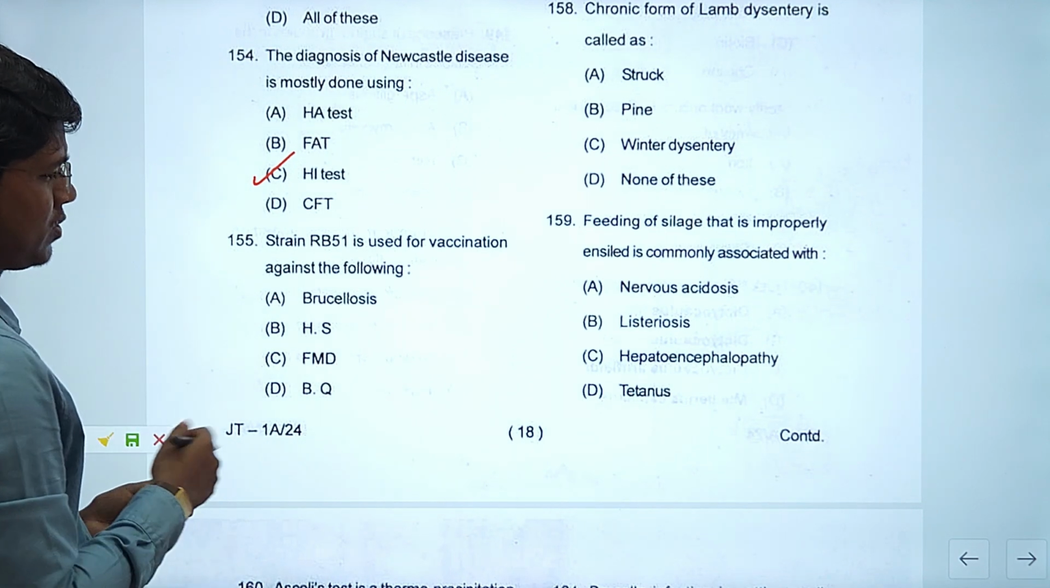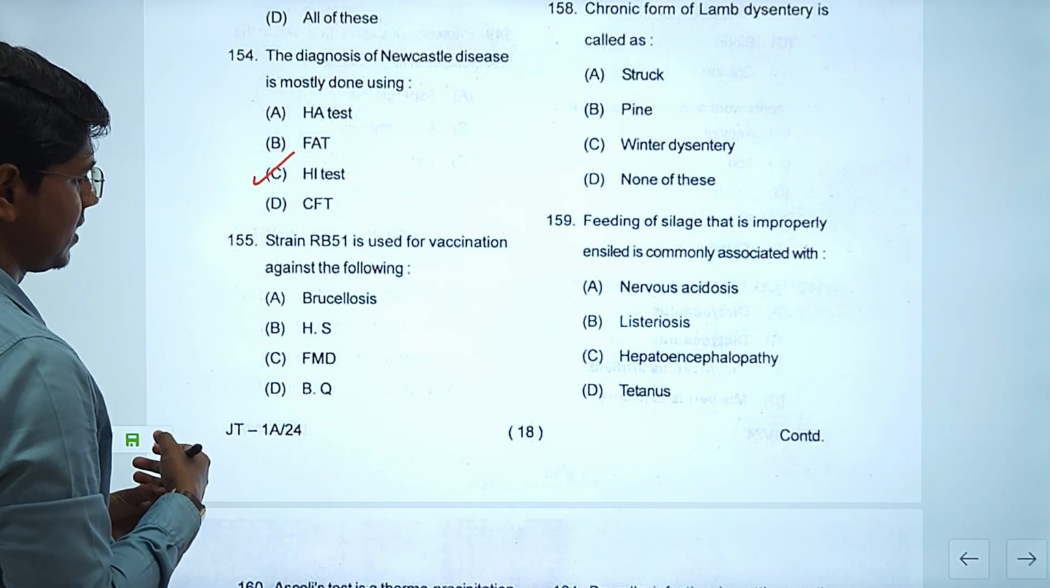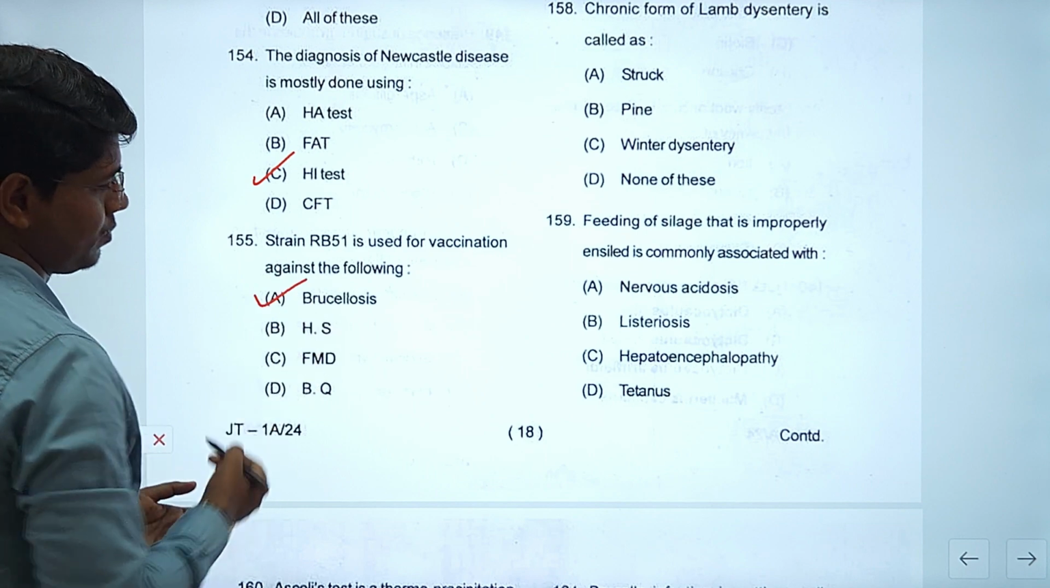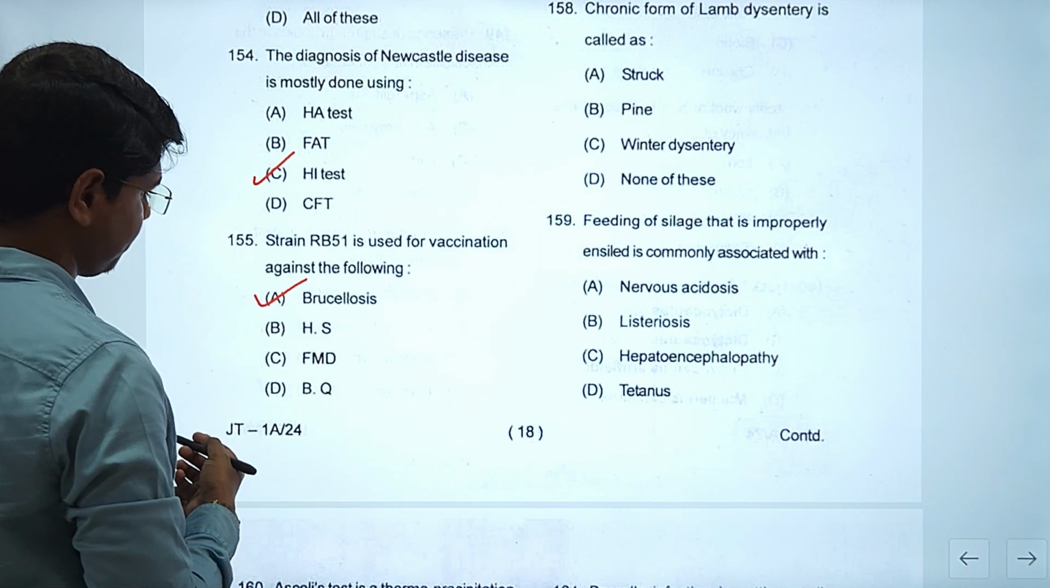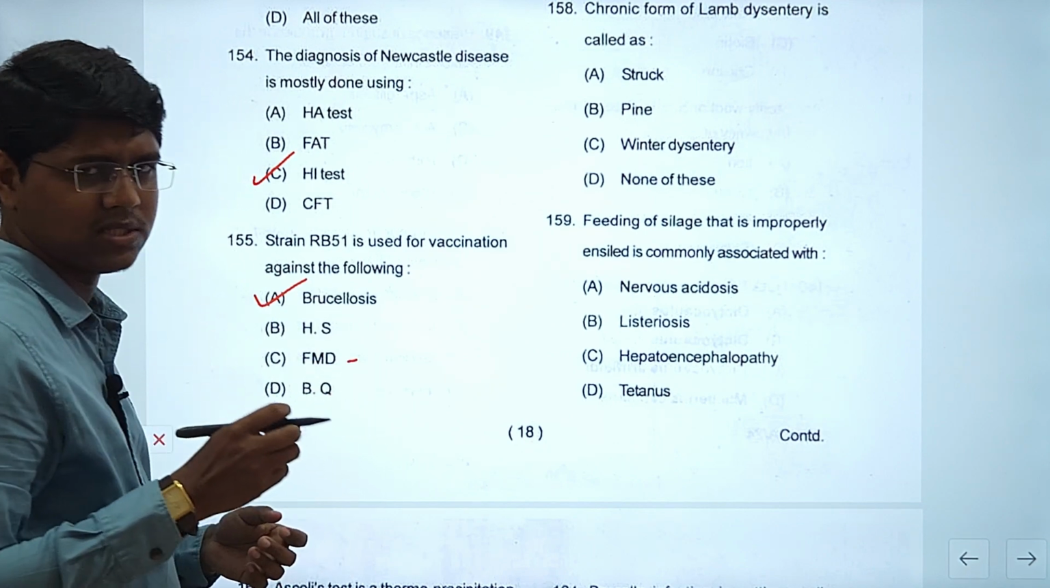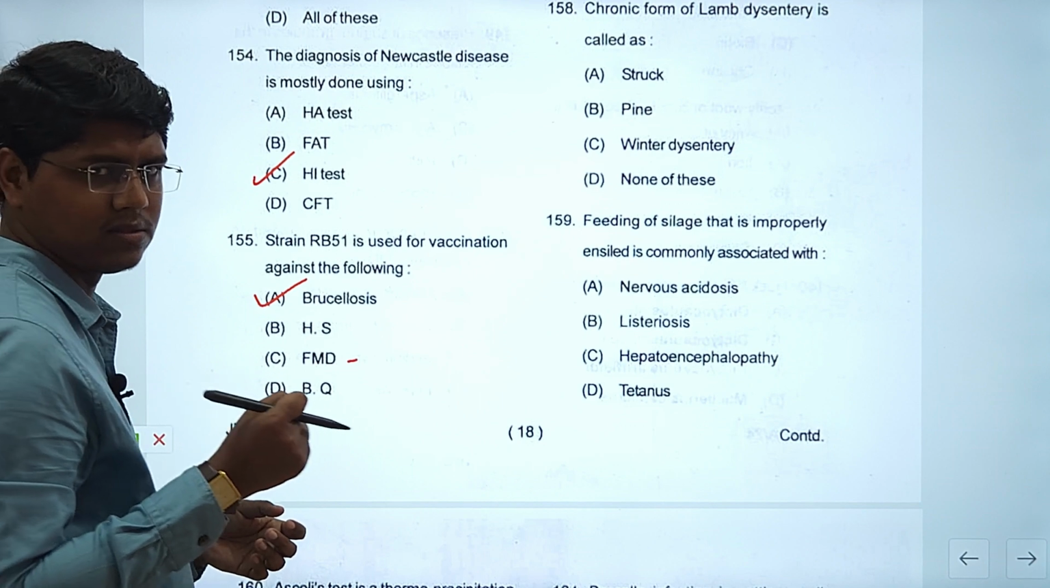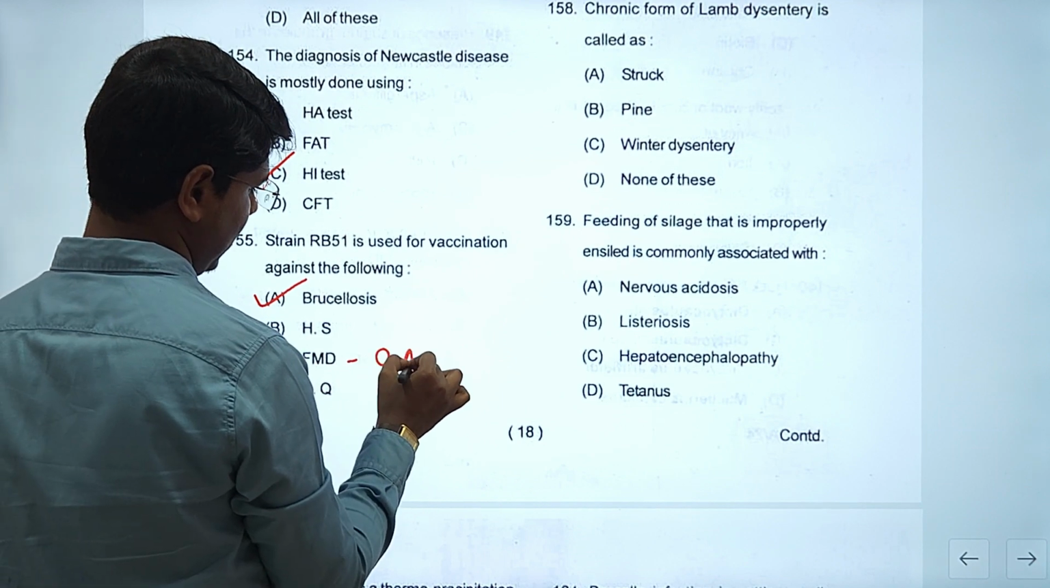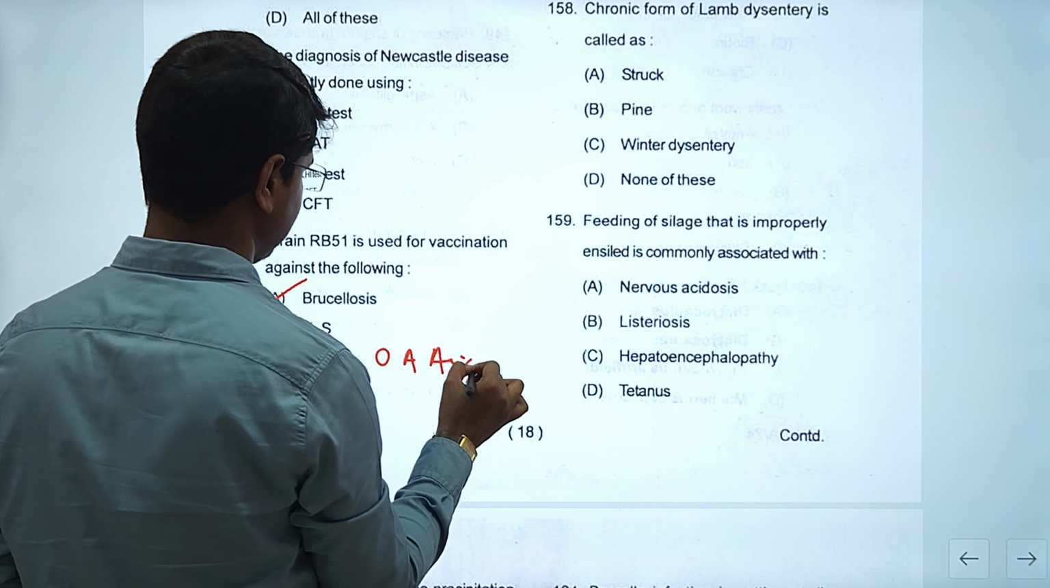Strain RB51, Rose Bengal 51, is used for vaccination against brucellosis. The test is the Rose Bengal test. In case of FMD, which strains are usually given in India? Asia 1, trivalent vaccine.